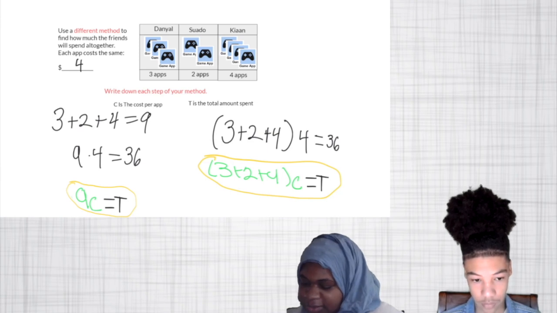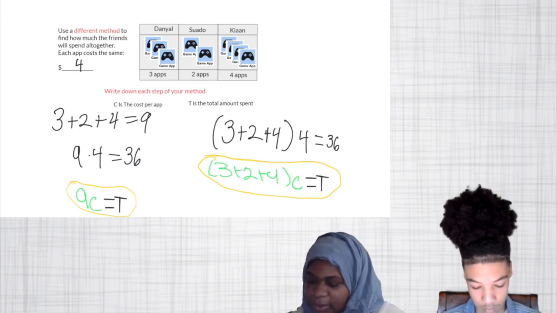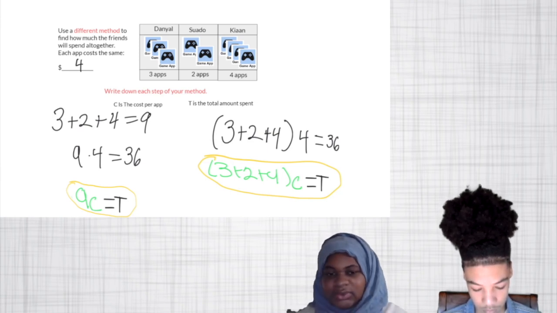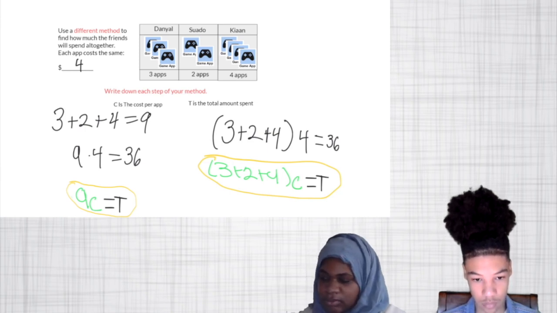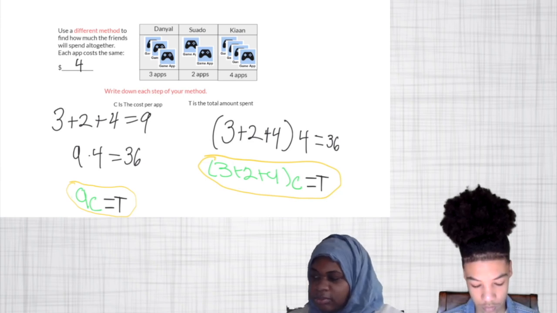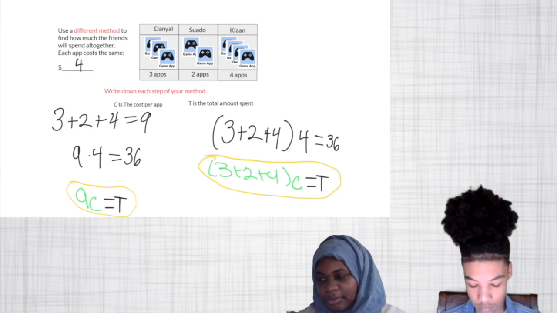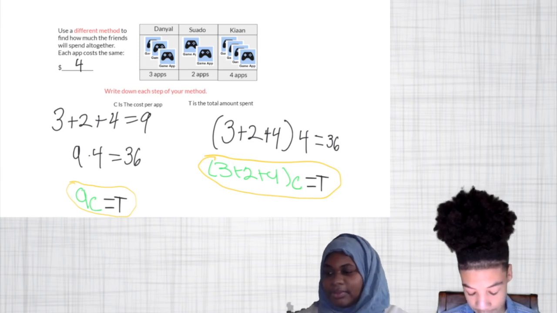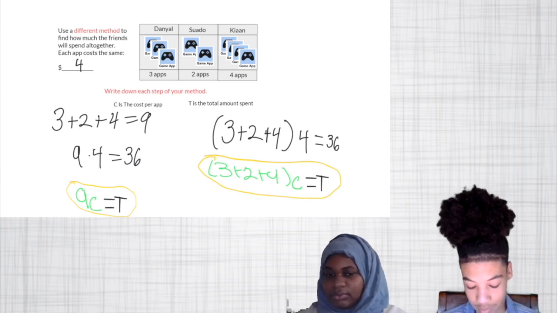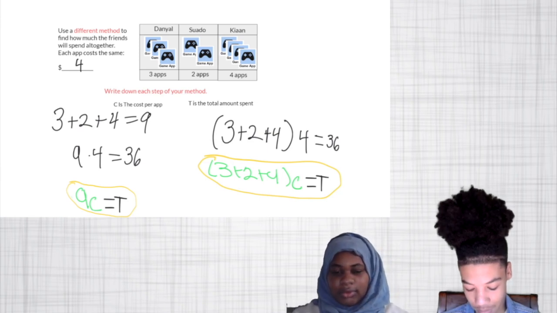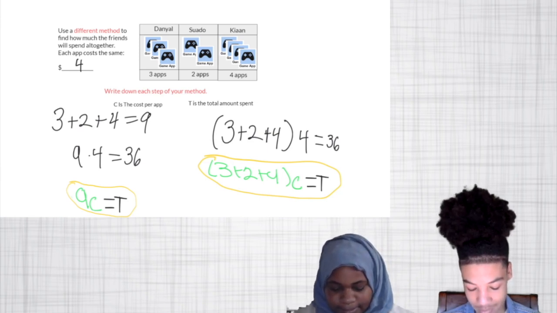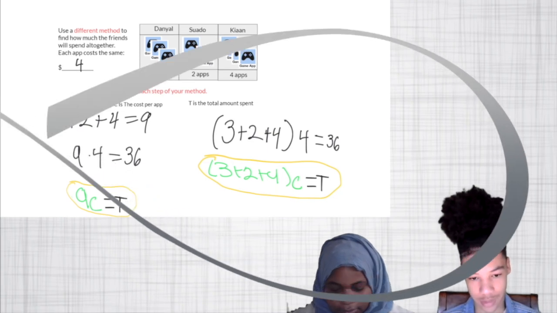They're alike because they both add up the total amount of apps by the cost. And how many total apps were there? 9. And what similarities and differences do you see, ET? I see that one is a longer, drawn-out equation, and one is just a simple multiplication equation.